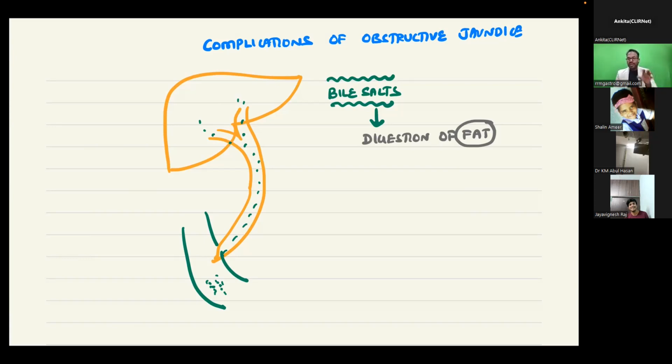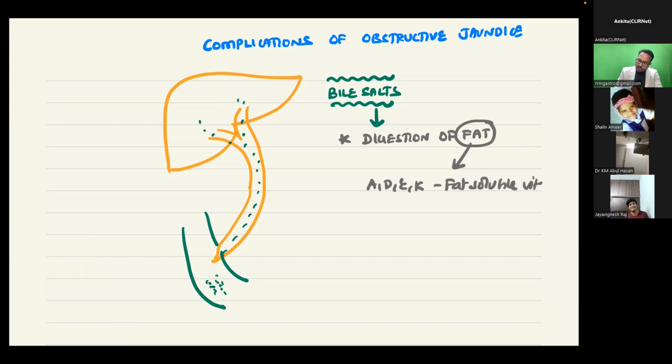How does it prevent formation of cholesterol stone? Bile salts prevent formation of cholesterol stone. It is essential for digestion of fat. And what are the fat soluble vitamins? ADEK are fat soluble vitamins. Please remember, they are fat soluble vitamins.